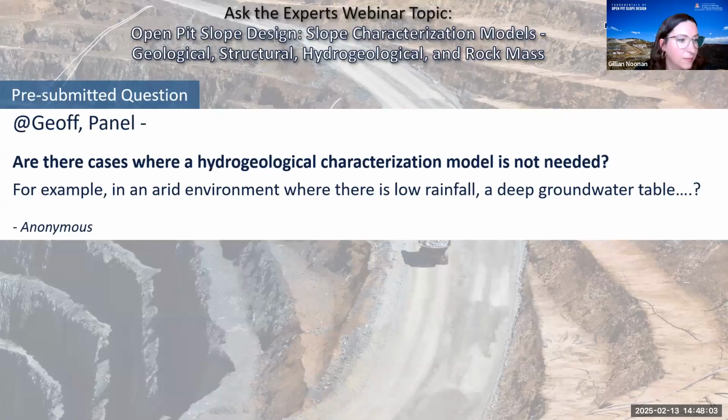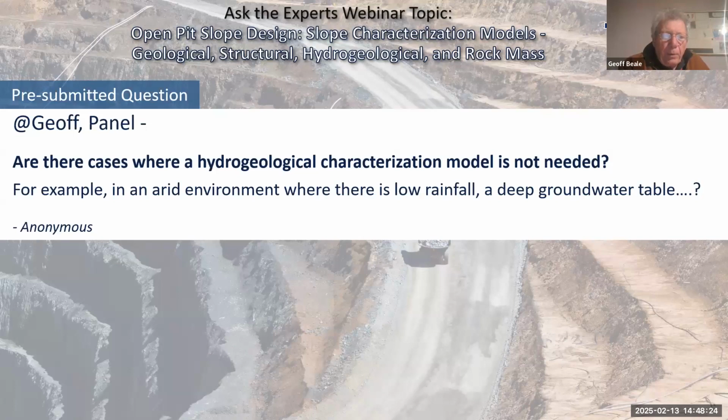So I think the answer to the question is no. Hydrogeology is such an important component of open pit mining that you always need a characterization, an understanding, and a hydrogeological model of some sorts.